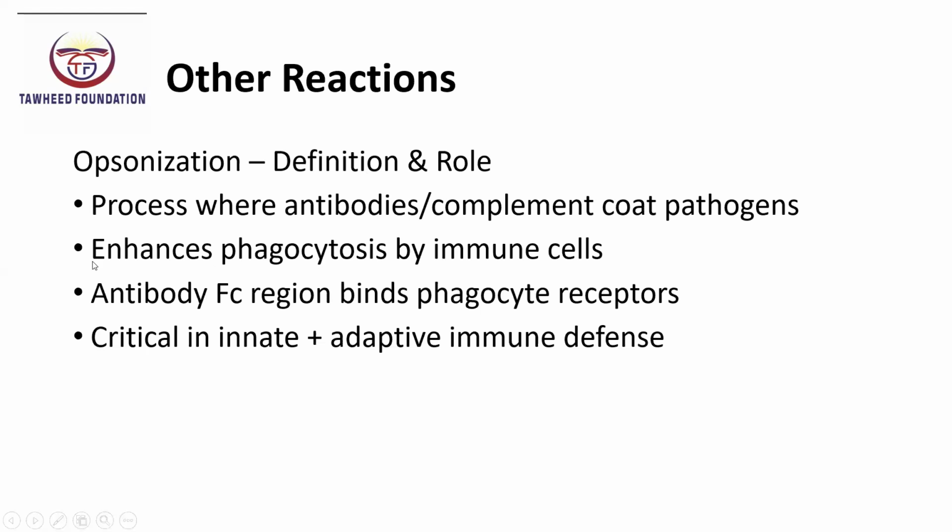The Fc region of antibodies binds to Fc receptors on phagocytes, acting as a molecular handle for ingestion. Through this process, even bacteria that resist direct killing become vulnerable to destruction inside immune cells. Opsonization bridges innate and adaptive immunity, ensuring efficient clearance of microbes from the body.